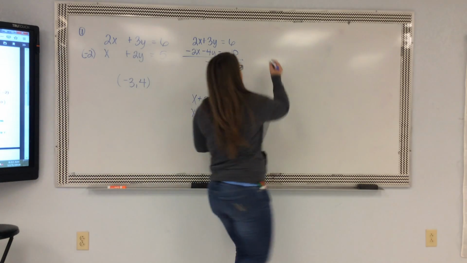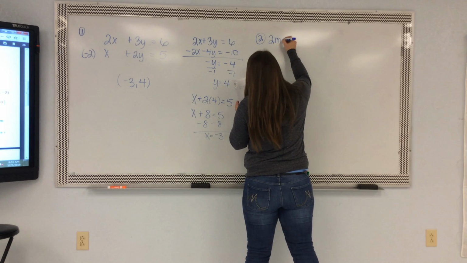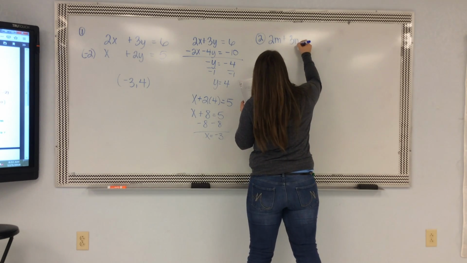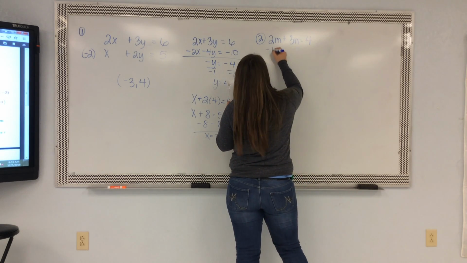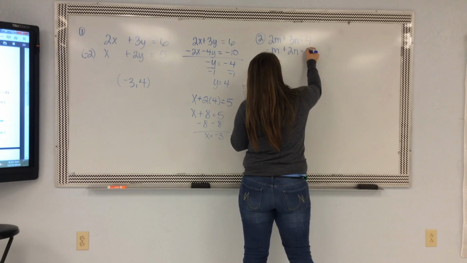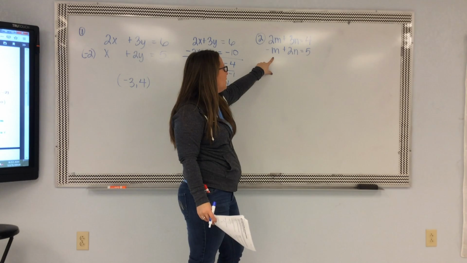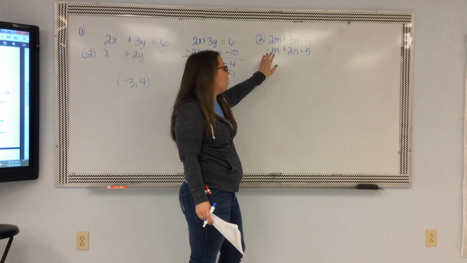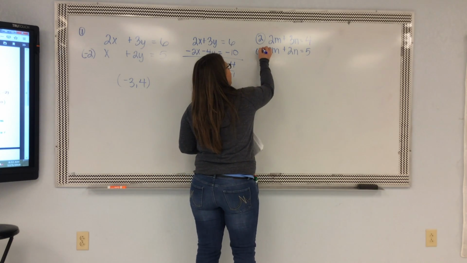Moving on to number 2. Number 2 is 2m plus 3n equals 4, and negative m plus 2n equals 5. I already have a positive over a negative right here. This m is by itself, so all I need is a 2. So to me, the easiest way to do this is to multiply the whole bottom through by 2.